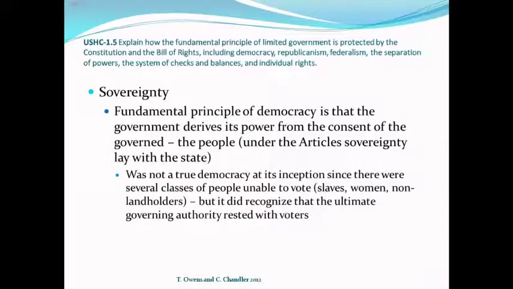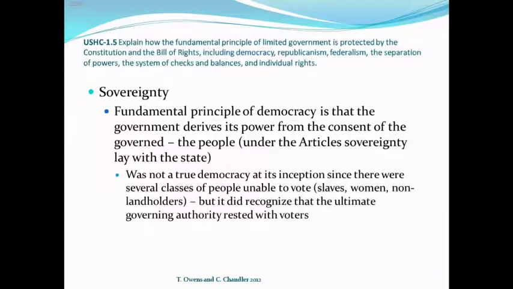Sovereignty is an important idea when we're talking about limited government. Basically, sovereignty means where does the government get its authority from? Under the Articles of Confederation, the government got its authority from the states, and the states had more power. Under the Constitution, the people have the sovereignty or the authority. It is very important to understand what sovereignty is and where the government gets its power from as we continue to discuss the Constitution.